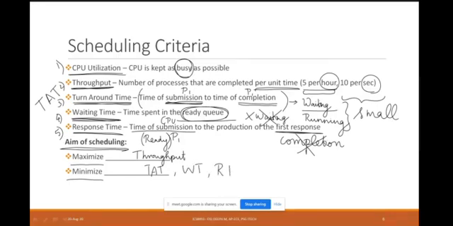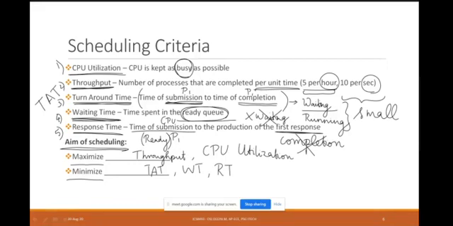Good, thank you. So we are going to minimize your turnaround time, waiting time and response time, and we are going to increase your CPU utilization and your throughput. This will be the main aim of scheduling. You understood all the 5 points here, right? We will be calculating all of them in the forthcoming problems.